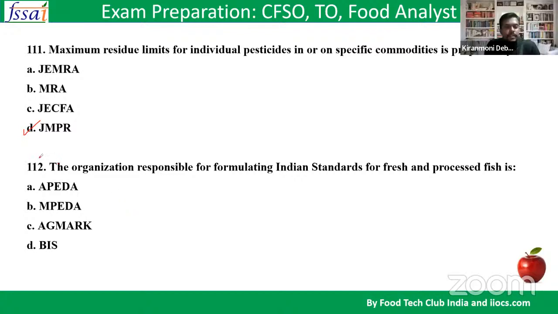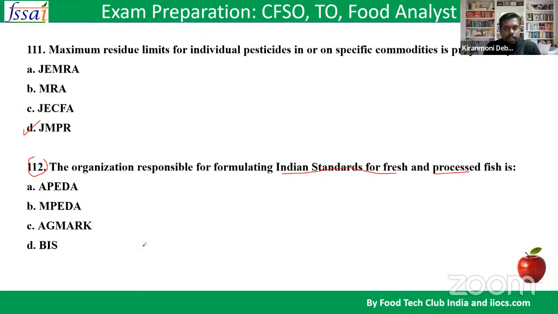Let's park this question. You all please study this once. Specifically, just see this one. Indian standards for fresh and processed fish. Okay. One tip is that for AMPEDA, marine fish was mentioned. So for Indian standards for fresh and processed fish, what should it be? AGMARC will not be the answer. AMPEDA, BIS, there are 3 options. I'm just parking this question.